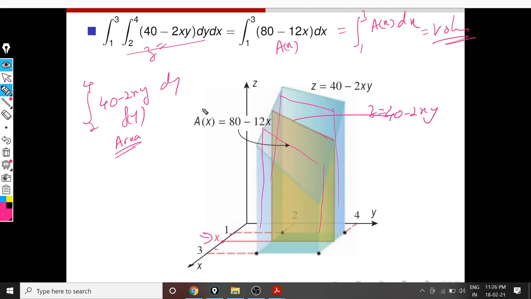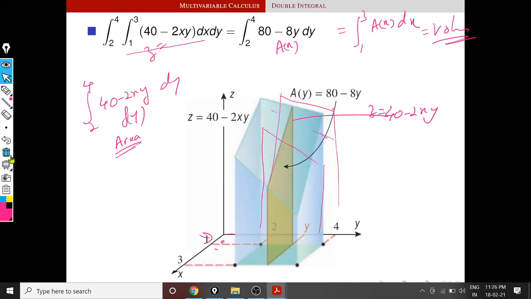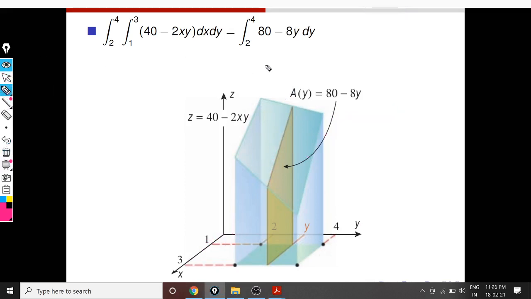Similarly, you can interpret the other integration, our second problem. In this second problem, we have seen that the integral from 1 to 3 of 40 minus 2xy dx, the first integration, is 80 minus 8y. And what is 80 minus 8y? In the case of the first integration, we are treating y as a constant. That means we fix y somewhere here.